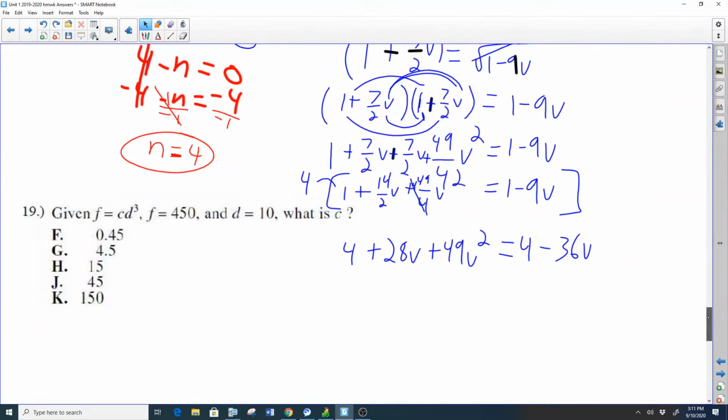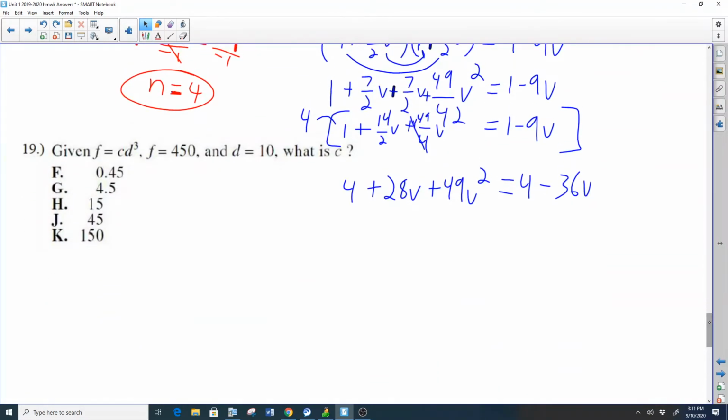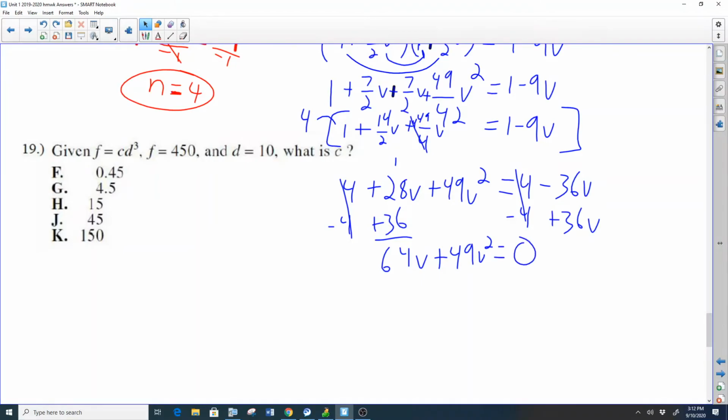Okay, now we're almost done. Now we're just solving, that's right. So now we're going to go minus 4 to this side. Ooh, that's going to get rid of our 4s, interesting. And then we'll add 36v to this side, add 36v to this side. 28 and 36 is 64v. Plus 49v squared equals 0. There is a v squared. I'm going to rearrange those because we're used to having the squared term first. There we go.